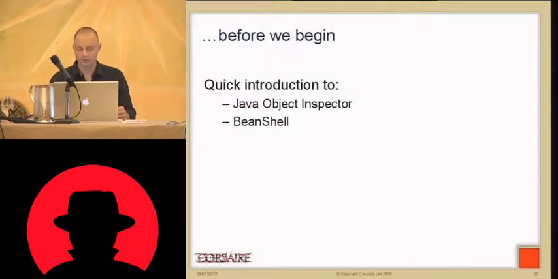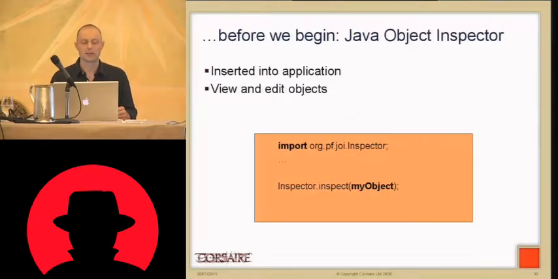So a quick intro into two tools, the Java Object Inspector and the Bean shell. JOI is basically a simple application used to debug an application. If you don't want to use a debugger, say you've got a complex server-side application, you don't want to try and debug that, start that up in a debugger, you can insert the JOI into it, and the JOI basically just gives you a GUI that you can see the fields and you can set field values for primitive types of anything that's in scope. It's very easy to use.